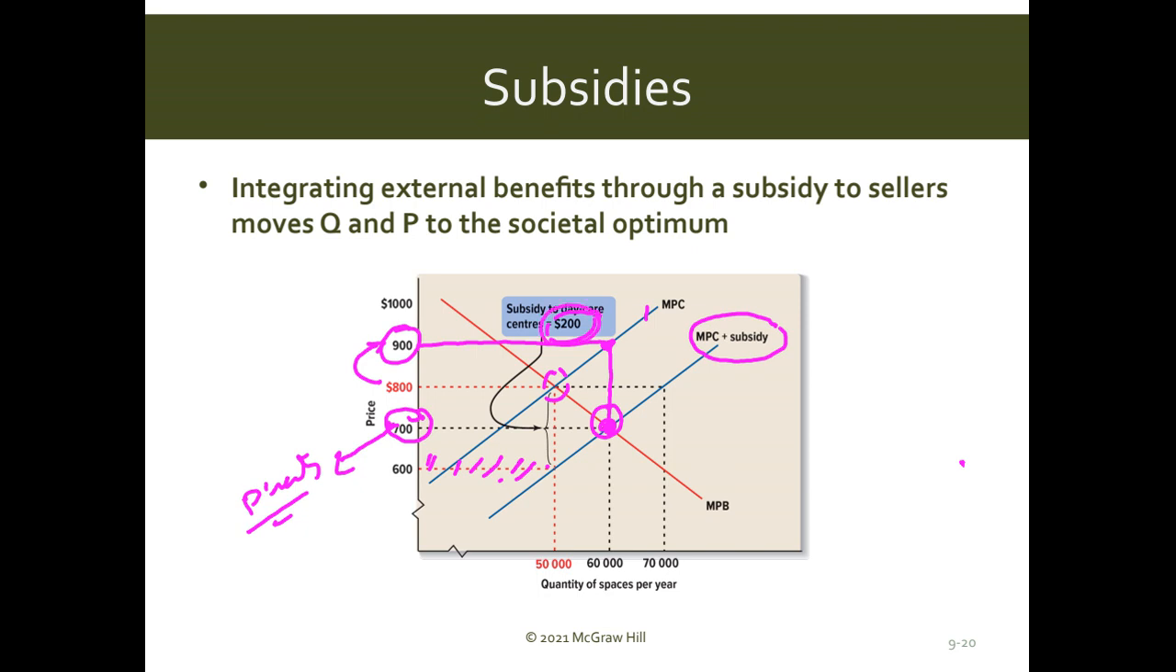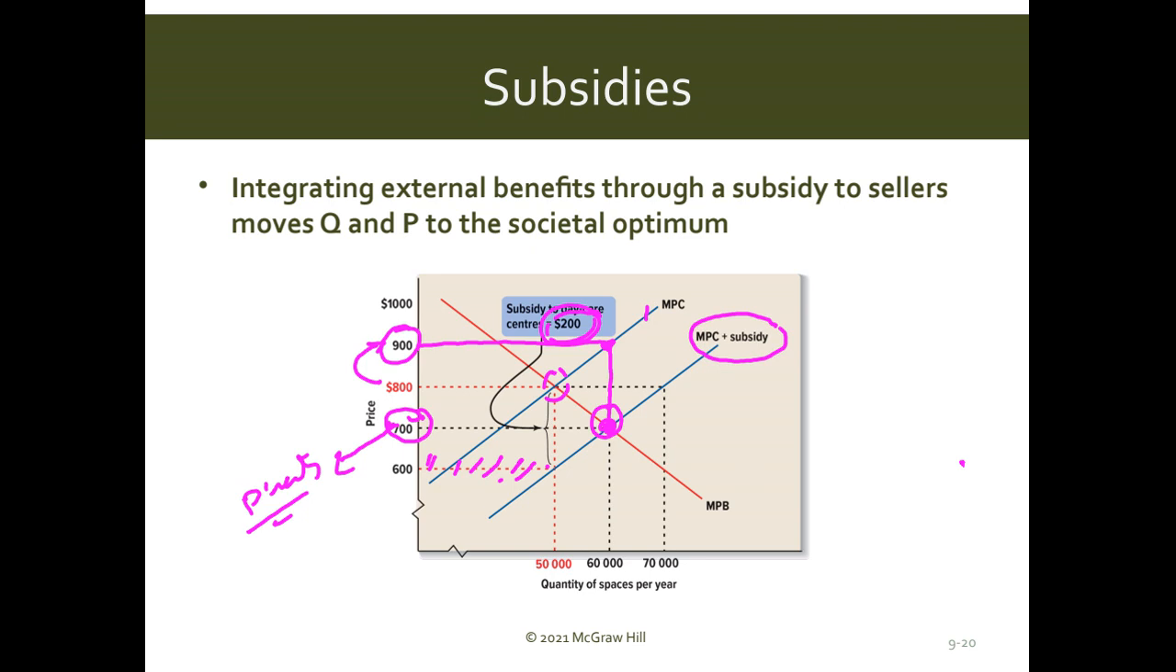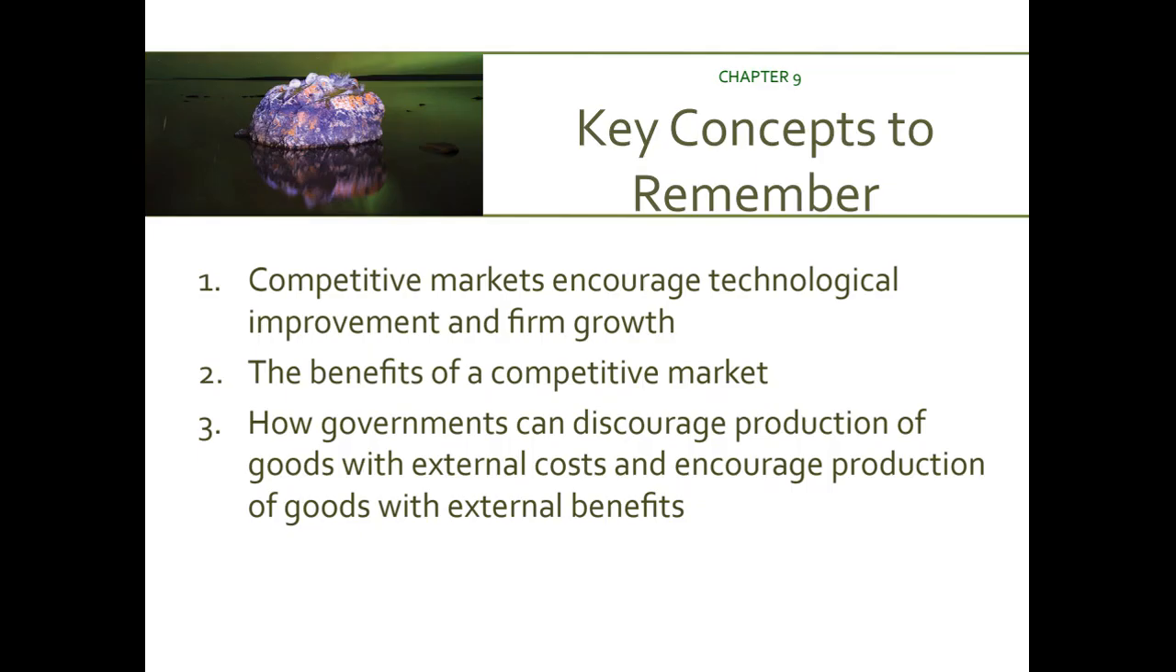So what I have shown you here, it doesn't matter if subsidy is provided to these sellers, the impact will be the same. Both are benefiting from this subsidy. If subsidy is given to, oh, sorry, if subsidy is given to parents, in this case, that is to buyers, the result is the same. The benefit is shared by both sellers and buyers. So that's all as far as this chapter is concerned.